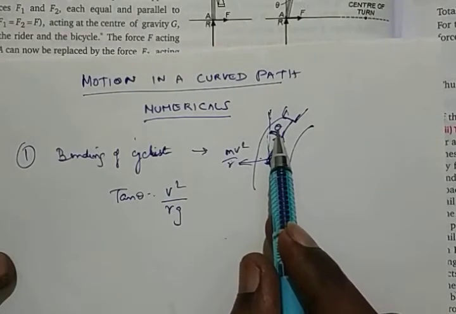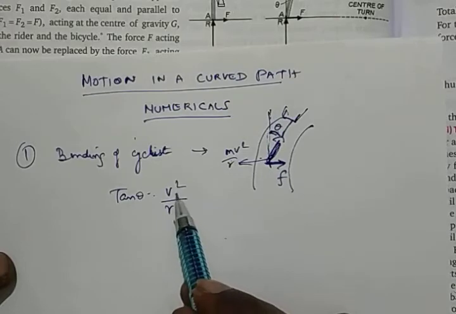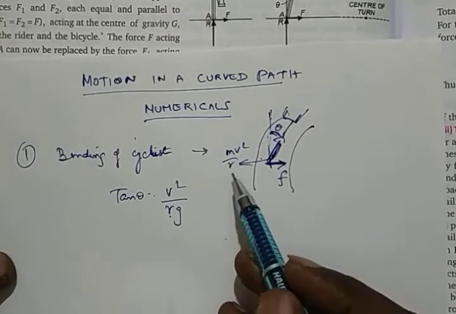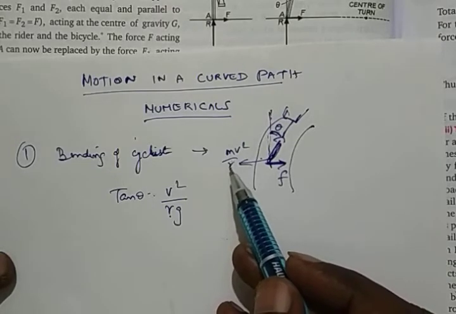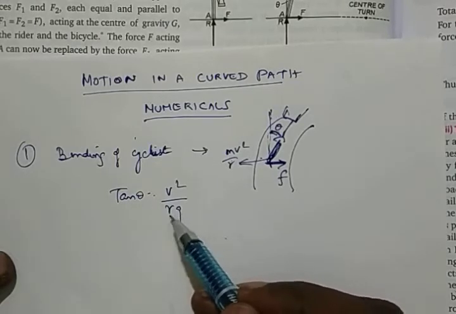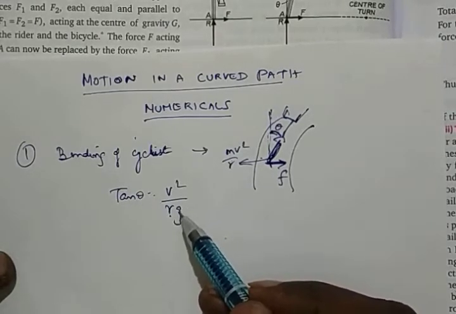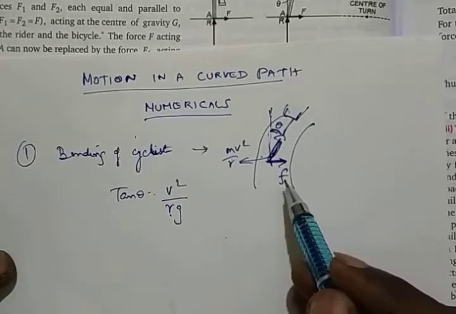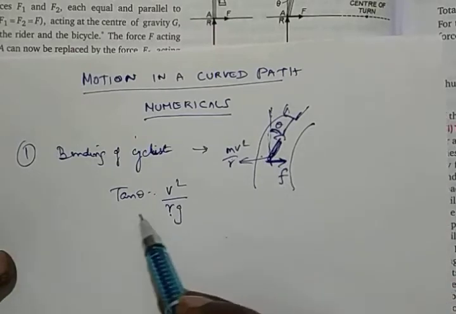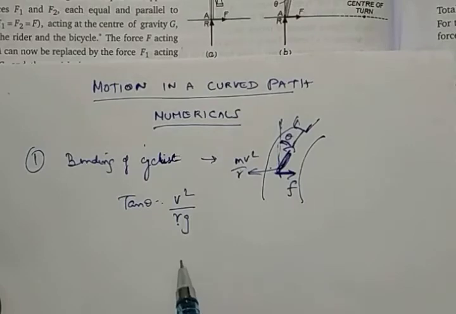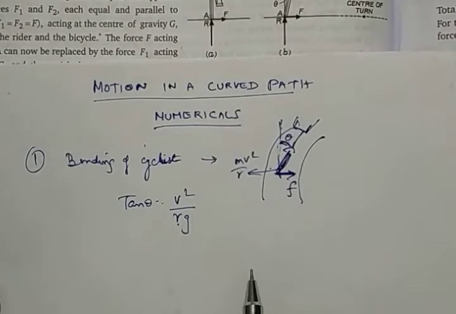What is the angle of bend? You will get this. V is the velocity of the cycle, r is the radius, and g is the acceleration due to gravity. So that's the basic thing it says. You will not see the result of friction here; it is without friction. In the formula there is no value of friction.